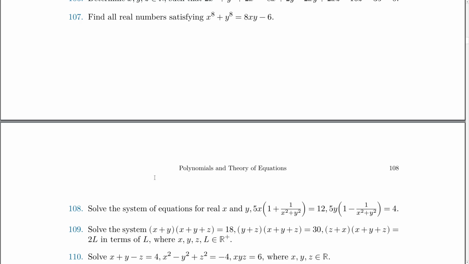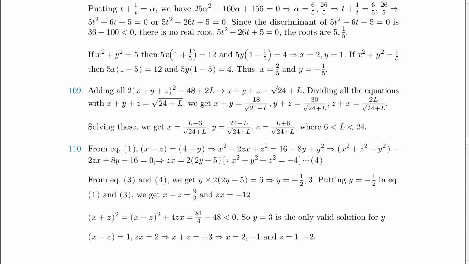Now, from equation 3 and 4, so this is our equation 3, and this is our equation 4, we get y into 2 into 2y minus 5 is equal to 6, so y is equal to minus half or 3. Now we put y is equal to minus half in equations 1 and 3, and we get x minus z is equal to 9 by 2, and zx is equal to minus 12. So we have two equations, two unknowns, we solve, and we see that this is less than 0, which is not possible. So y is equal to 3 would be the only solution, and then you find x as 2 and minus 1, and z as 1 and minus 2.